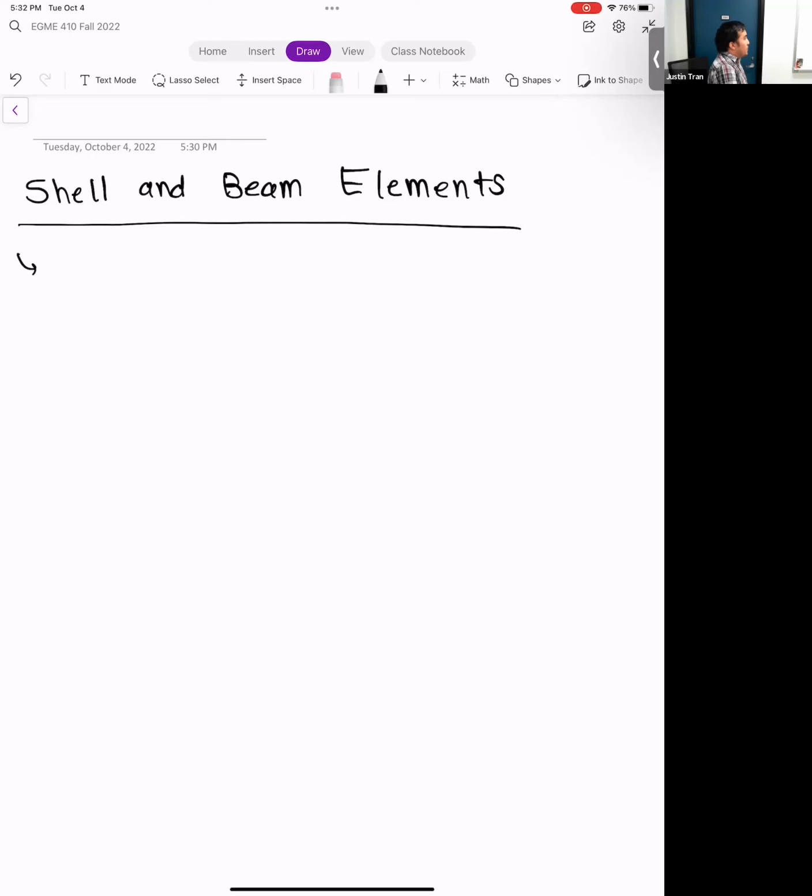Up to this point, we've been using elements in ANSYS, and we spent a fair bit of time talking about them. But I would consider all of those to be the same type of element, called solid elements.